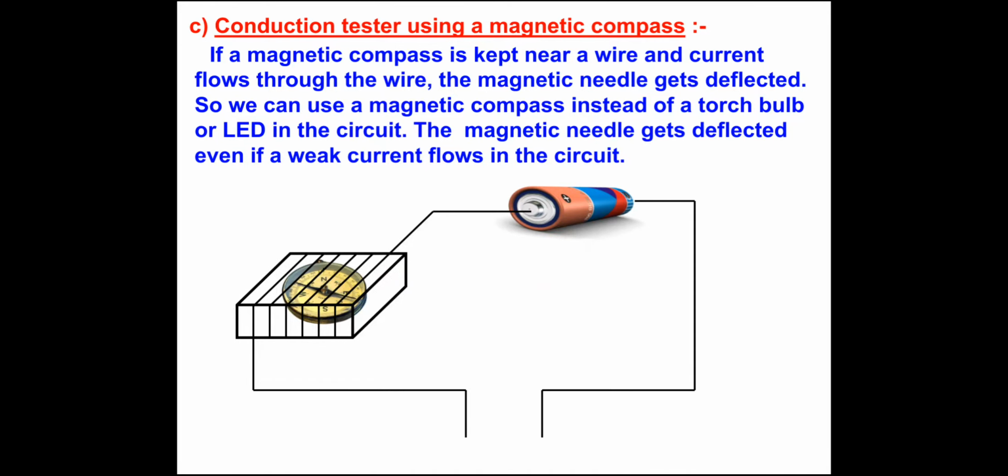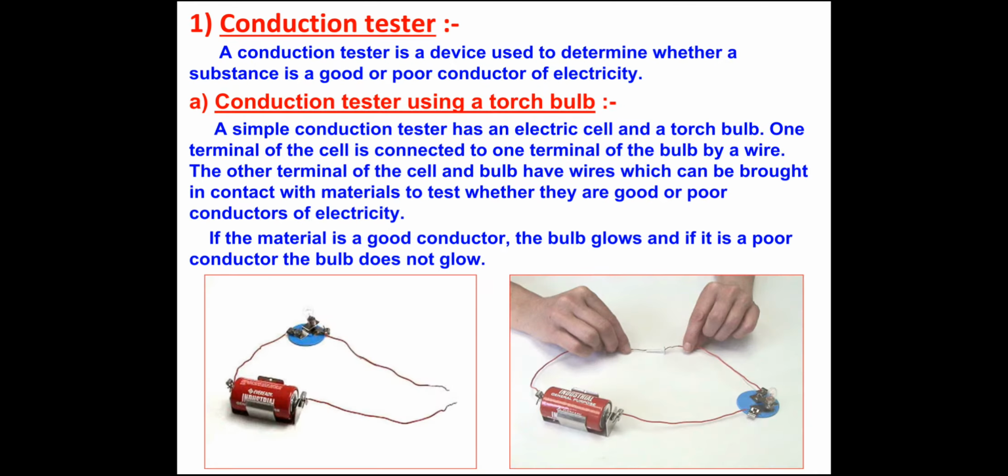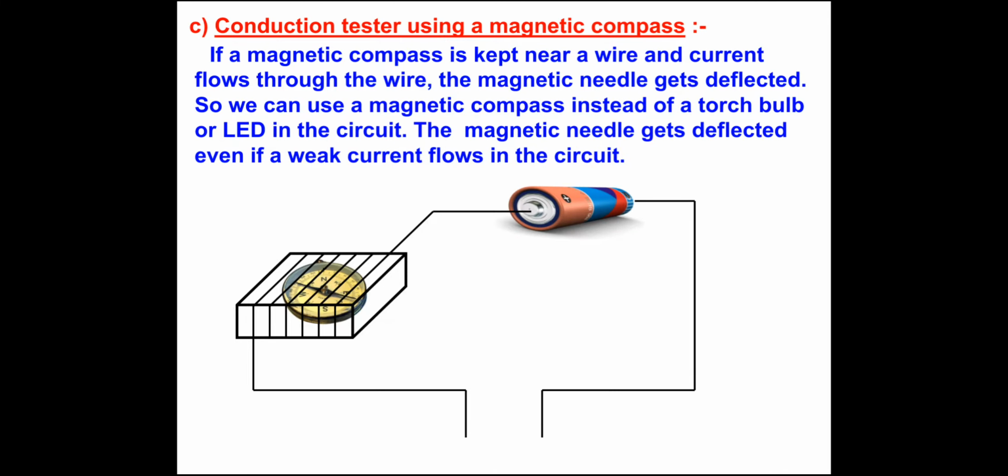Now here, in the previous diagram, we used an LED bulb or torch bulb to make the conduction tester. But instead of that, we can use a magnetic compass to make the conduction tester. Now see here, if a magnetic compass is kept near a wire and current flows.